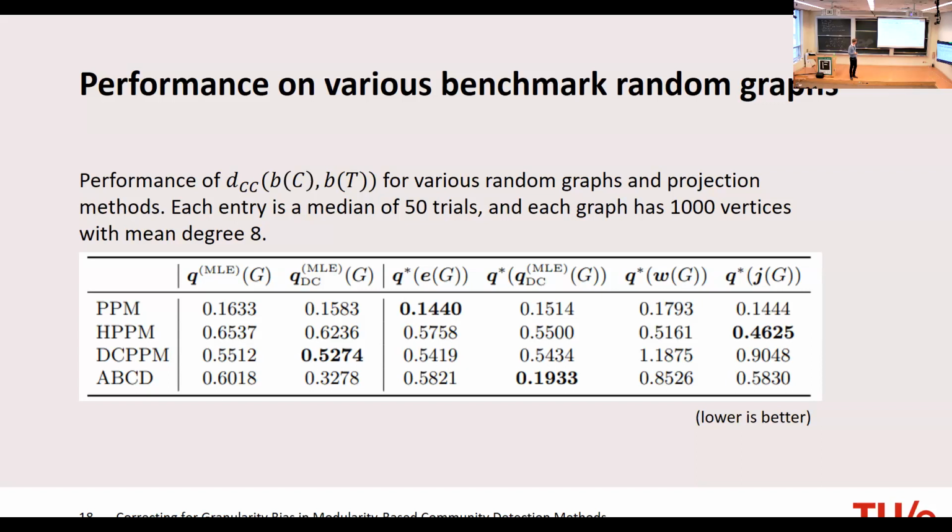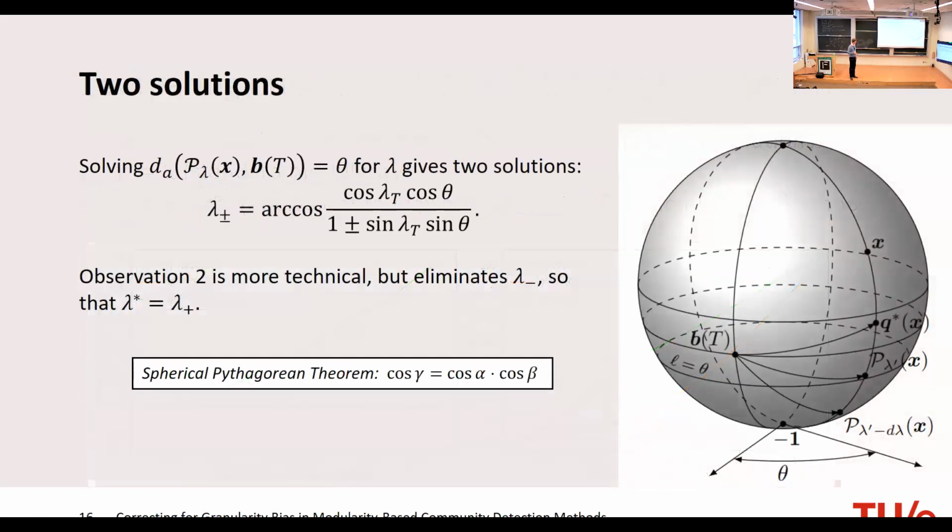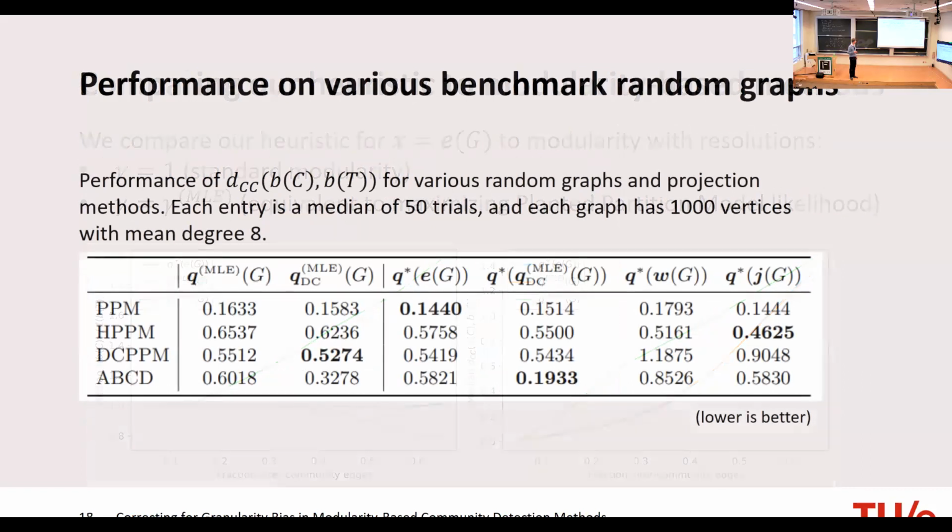It's maximum likelihood, so what is the likelihood function? Yeah, the likelihood function of the splintered partition model.